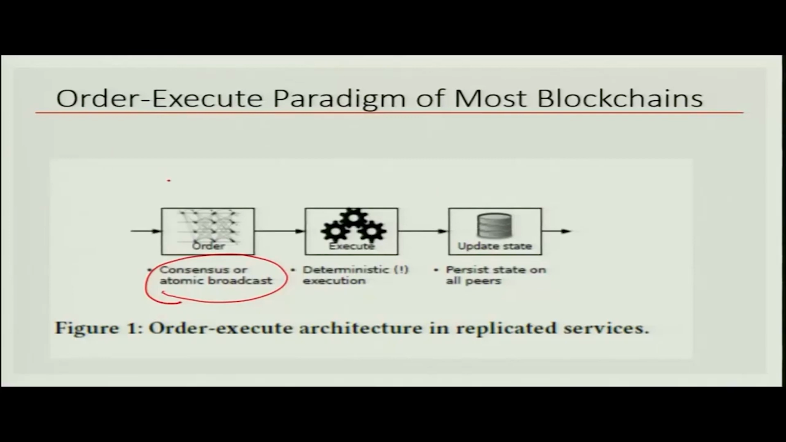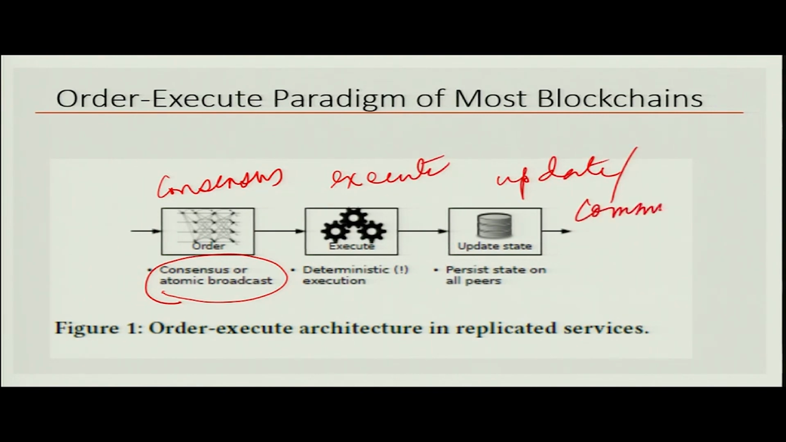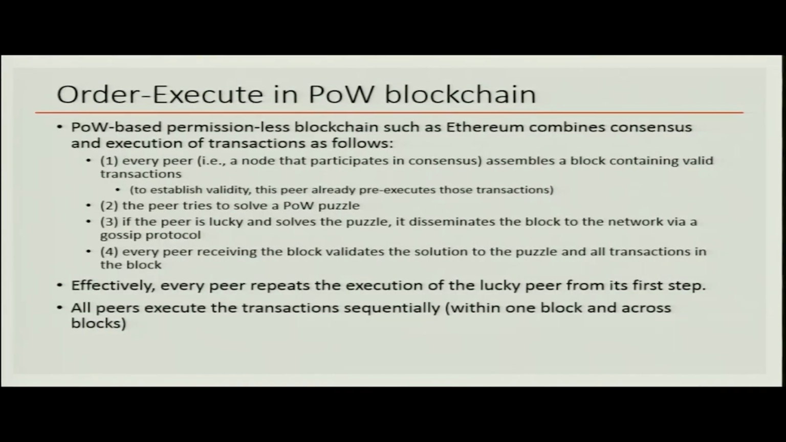blockchain. So, this is the consensus, which is ordering, this is the execute, and then update or commit. You commit those set of transactions. So, that is what we saw before. Now, we explained to you that we do it differently in Hyperledger.